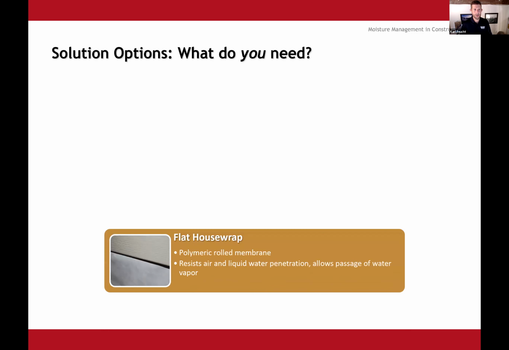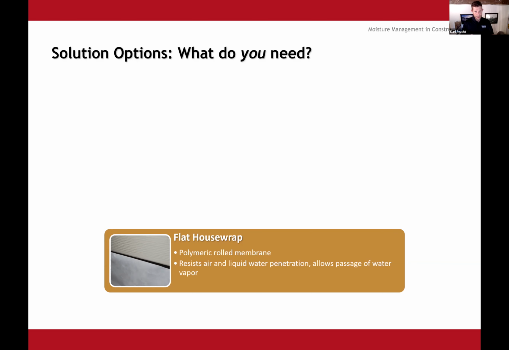So what do you need for your project? This is my good, better, best slide, right? So we'll start with the good. There's a flat house wrap. This is just a quick review on what a WRB does. A WRB helps reduce the amount of air and liquid water that can get in, but it's vapor open, vapor permeable, so water vapor can escape. So if water gets behind it, it can off-gas and get through the house wrap, through the WRB, but it's going to limit the amount of air and water that get in.